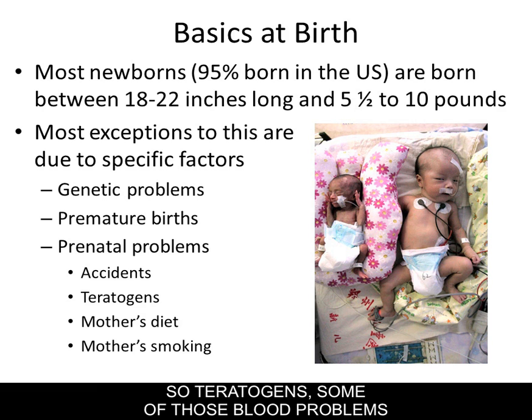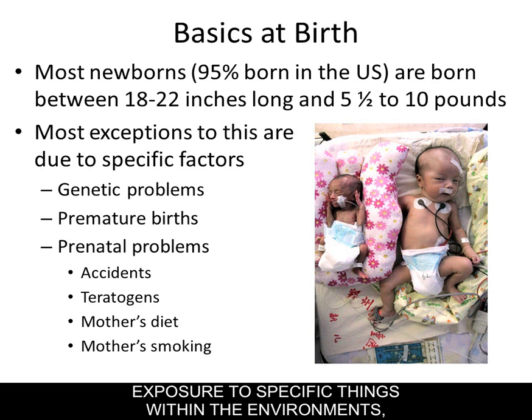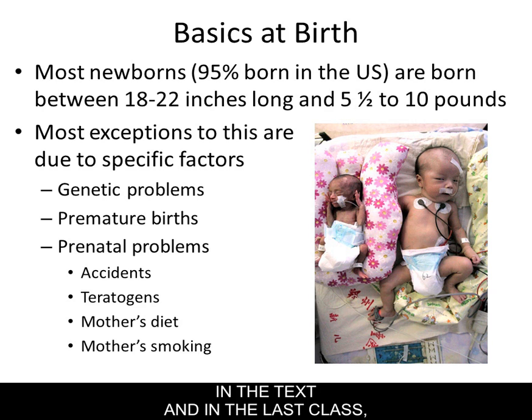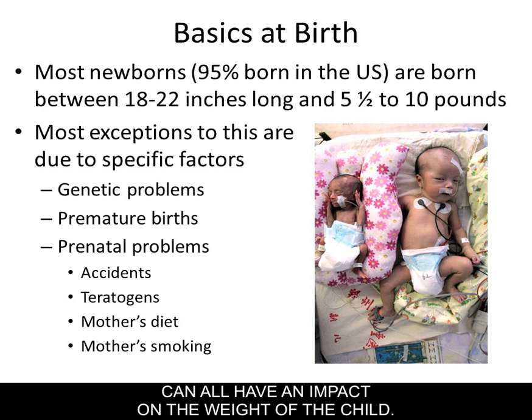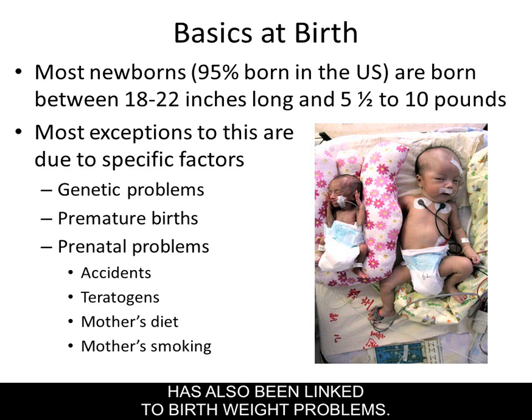So teratogens, some of those blood problems that we talked about earlier, exposure to specific things within the environment, mercury, other things that we've kind of seen in the text and in the last class, can all have an impact on the weight of a child. Mother's diet, and in particular whether or not the mother smokes, has also been linked to birth weight problems.